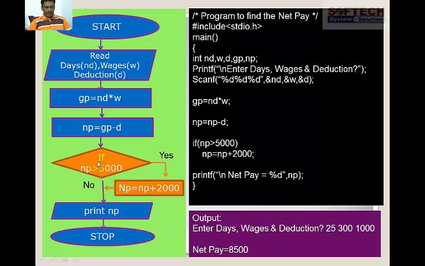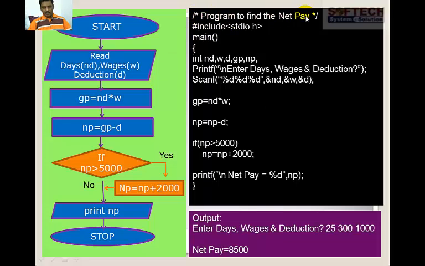If the if condition is false, the NP is not greater than 5,000, it directly prints NP. It does not add the value 2,000 with NP. The equivalent program for this flowchart is this.